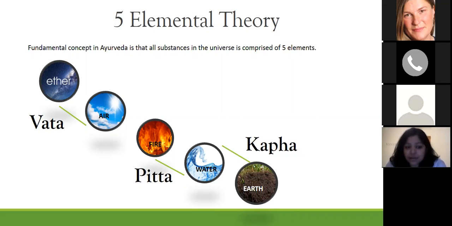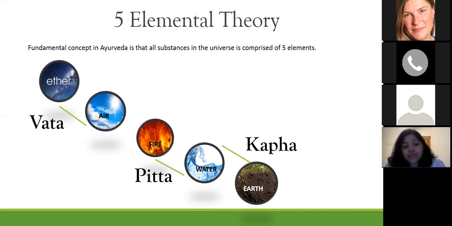Okay? So the 5 elements in the body, as we've learned earlier, are akasha or space, also ether; air or vayu; fire or agni; apa or jala, both Sanskrit terms used for water; and prithvi or earth. Okay, and Vata is a combination of space and air. Pitta is a combination of fire and water, and Kapha is a combination of water and earth.